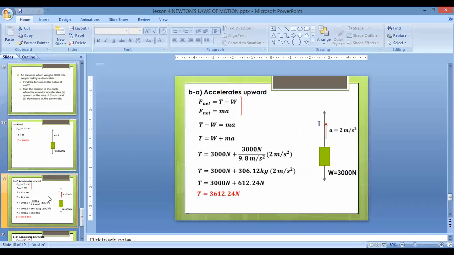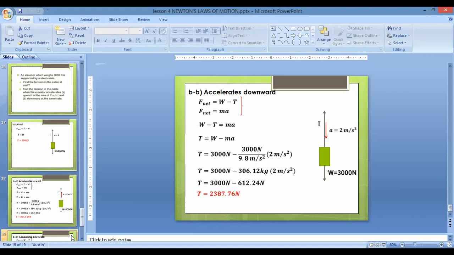Now, if it is going upward, then the tension must be slightly higher than the total weight inside. If the weight is 3,000 newtons, then you will be adding the value of the acceleration and the mass of the body. So how much is the mass? Mass, again, is weight divided by 9.8. That's why we divided 3,000 by 9.8. Then multiplying the mass, which is 306, by 2 gives us 612. So that's the one that we add. Therefore, the tension must be bigger than the weight, more than 3,000. So that's 3,612.24. Then therefore, the elevator will now go up.